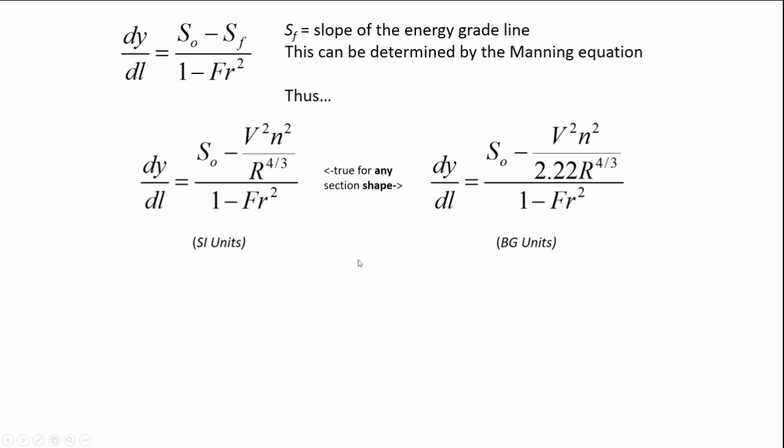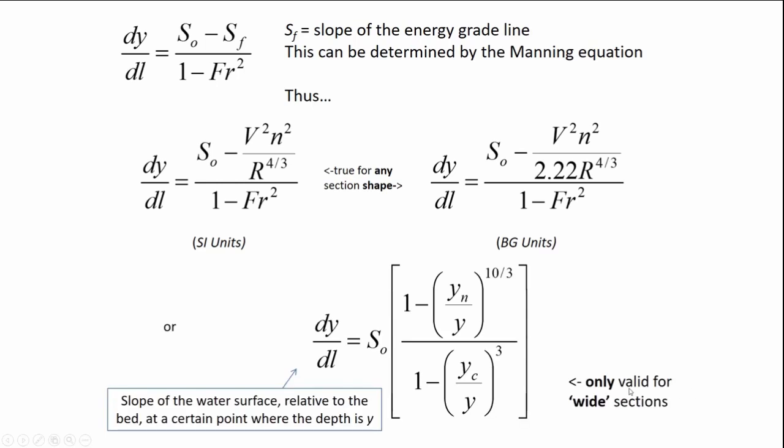Now, this is true regardless of whether the channel is rectangular or trapezoidal, whatever shape you've got. If you have a wide channel, then things become a little bit easier. What you can do if the channel is wide is use the normal depth and the critical depth rather than having to directly calculate the slope of the energy grade line and the Froude number. A wide section is one where the width is more than 20 times greater than the depth.